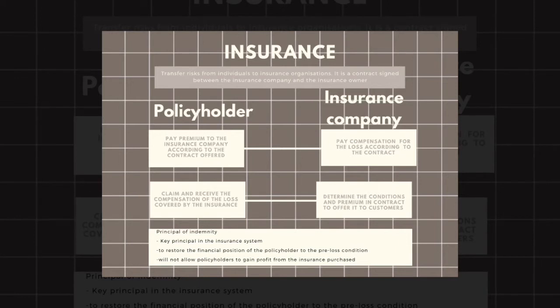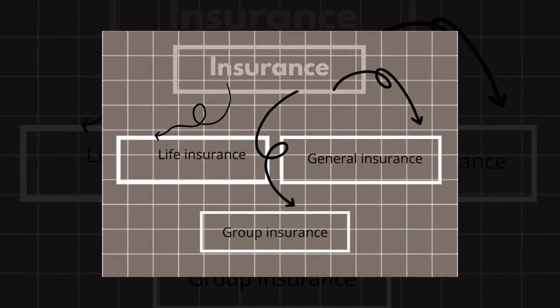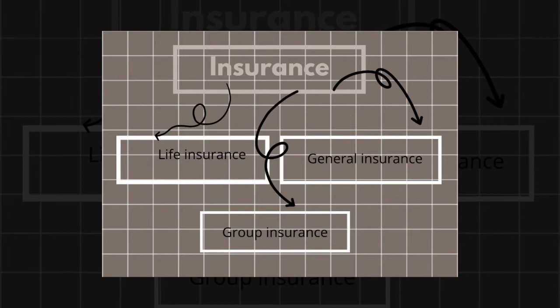Principle of indemnity is the key principle in the insurance systems. This principle is to restore the financial position of the policyholders to the pre-loss condition, but this principle will not allow policyholders to gain profit from the insurance purchase. There are three types of insurance, that is, life insurance, general insurance, and group insurance.